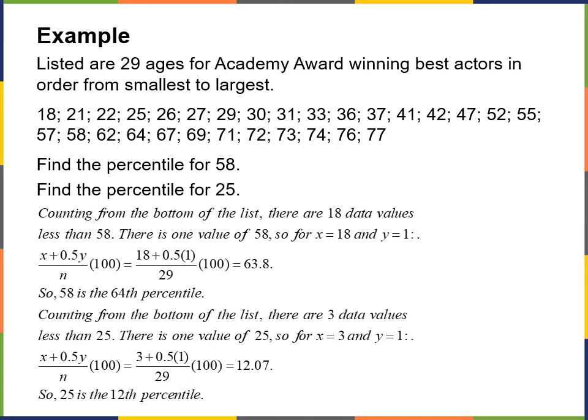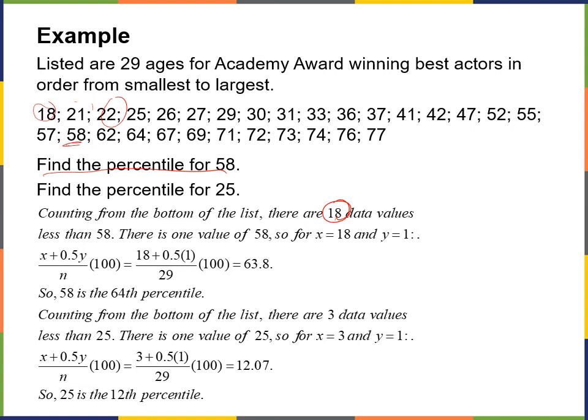So let's go back to those Academy Award winning Best Actors' ages, and they're arranged from smallest to largest. So we want to find the percentile for age 58. What percentile does that fall into? All right, so if we count from the bottom, 18, 21, 22, etc., count how many are strictly less than 58, but don't include 58 when you count. There are 18 data values that would fit that category.